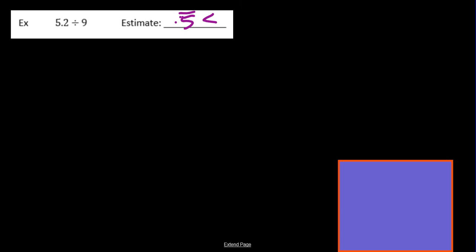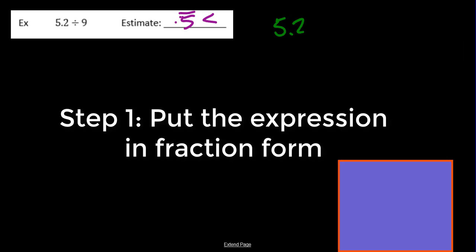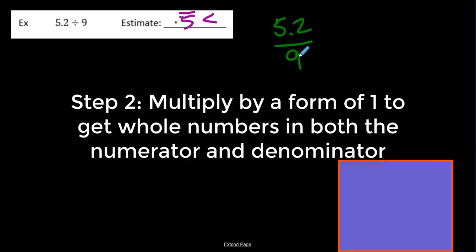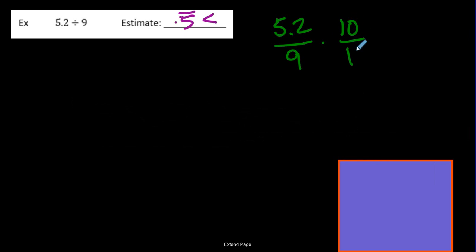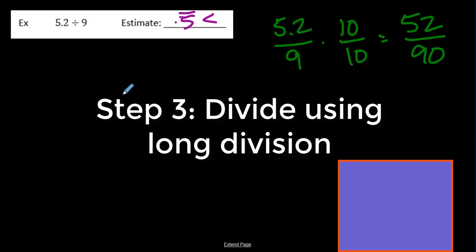So what we're going to do is put this in fraction form first. So it's 5.2 over 9. Then we're going to multiply this by a form of 1. We're going to multiply this by 10, just so that we can have whole numbers. It's a little bit easier to work with whole numbers. 52 over 90.